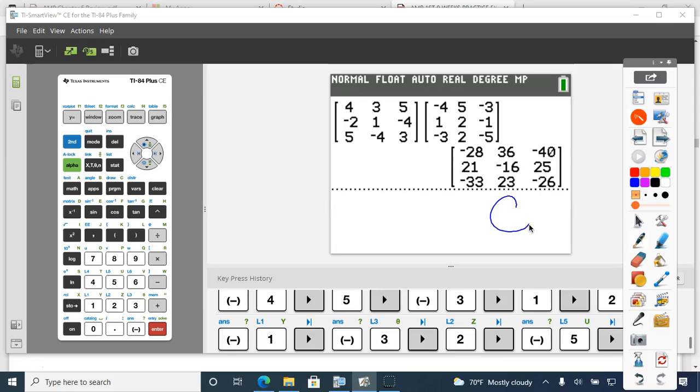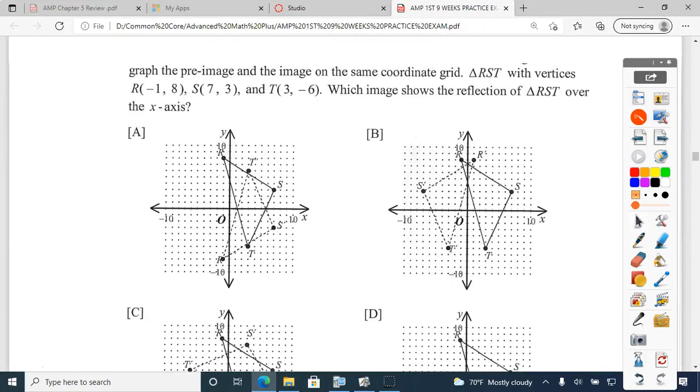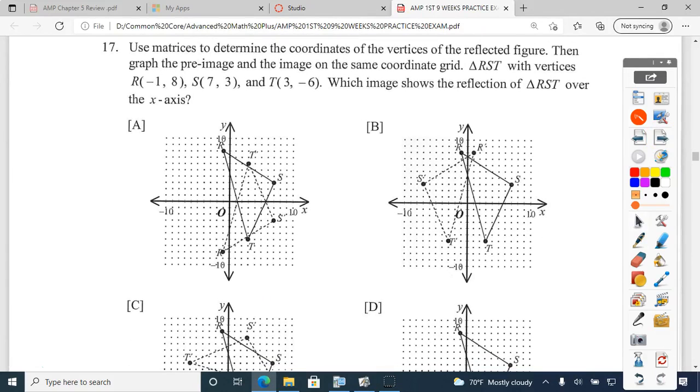All right. On to the next page. 17 says, use matrices to determine the coordinates of the vertices of the reflected figure. Then graph the pre-image and the image on the same coordinate grid. Triangle RST with vertices R at -1, 8, S at 7, 3, and T at 3, -6. Which image shows the reflection of triangle RST over the x-axis? So we are reflecting it over the x-axis.